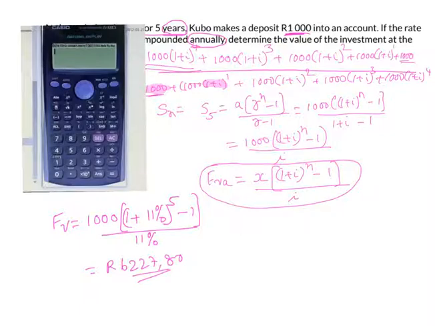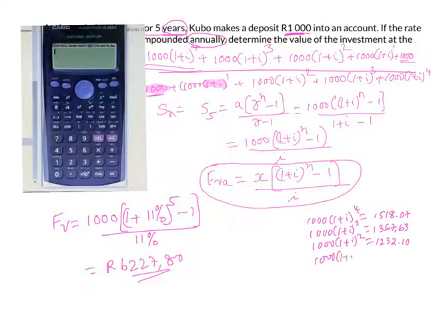That means if I do the calculations, 1000 times 1 plus I to the power of 4, using the calculator, I get 1518,07. Then for 1000 to the power of 3, for 3 years, I will get 1367,63. Then again for 2 years, 1 plus I to the power of 2, where I stands for 11 percent, I get 1232,10. Then 1000 times 1 plus I to the power of 1 will give me 1110. And of course the last one is only 1000.